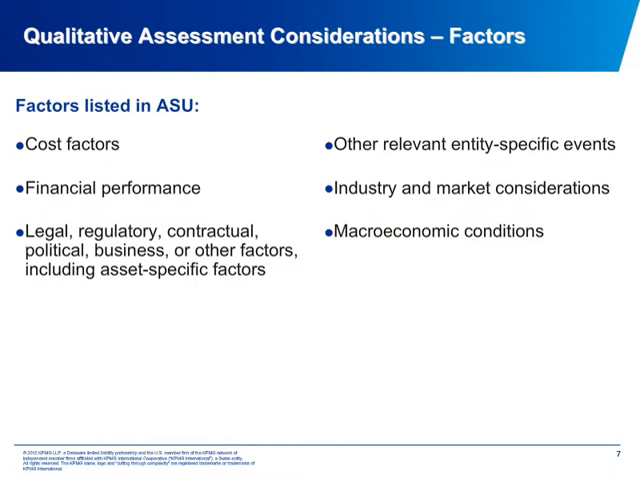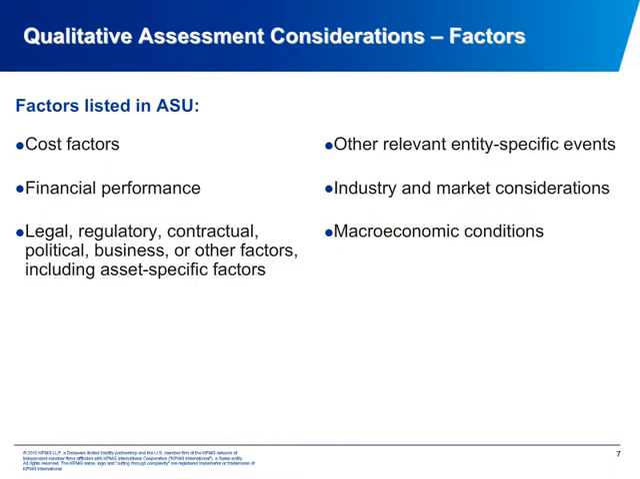Cost factors include such things as increases in raw materials, labor, or other costs that have a negative effect on future earnings or cash flows. Financial performance could include things such as negative or declining cash flows, or a decline in actual planned revenue or earnings compared with the actual results of relative prior periods.